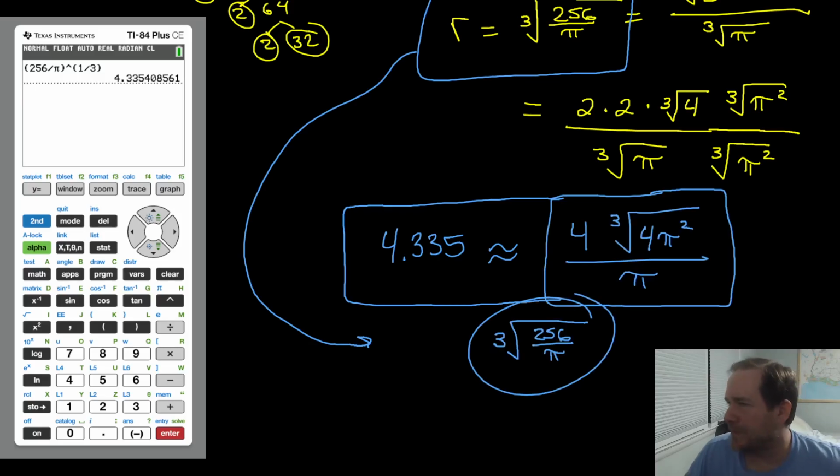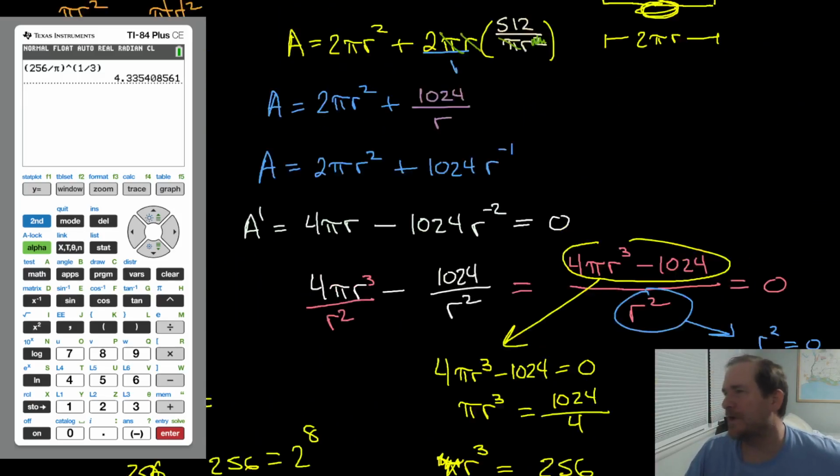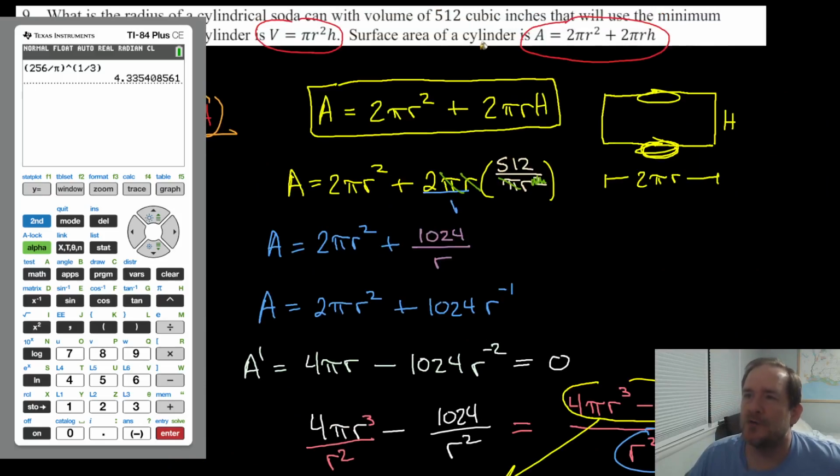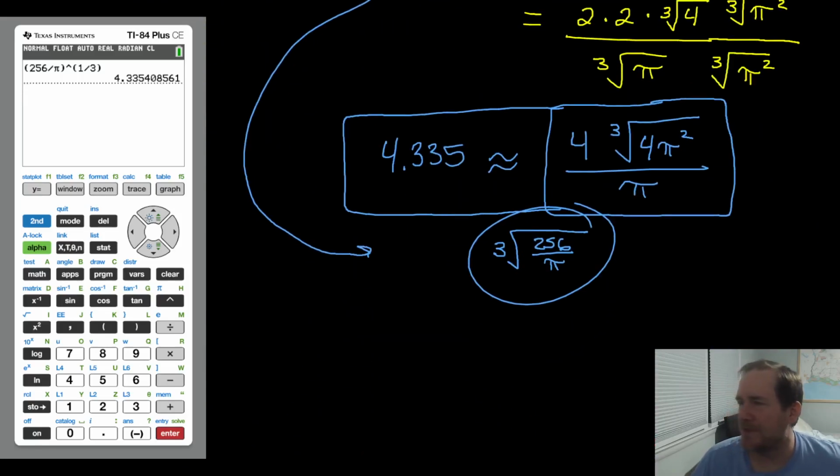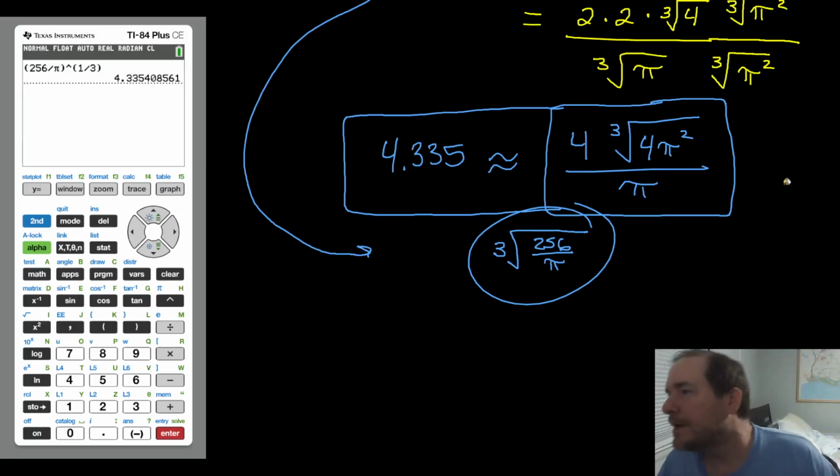So whatever, moving on. Probably not moving on. What the heck was going on here? Oh right, we were trying to find the radius of a cylindrical soda can. And since all they wanted was the radius, then yes, we are done. This is the answer. You'd want to make the radius about 4.335. Moving on.